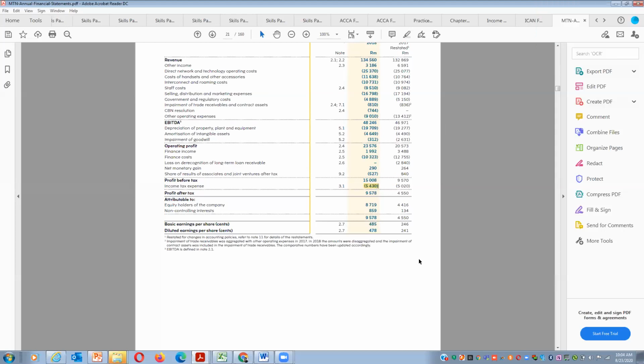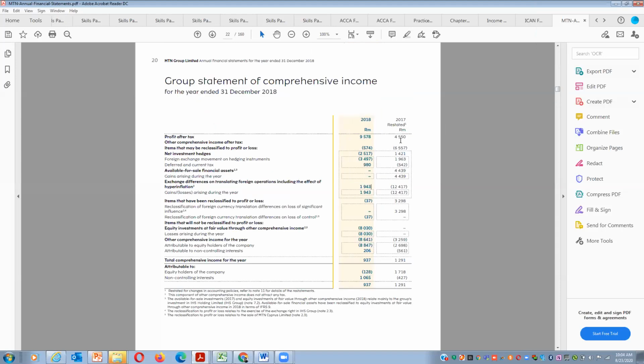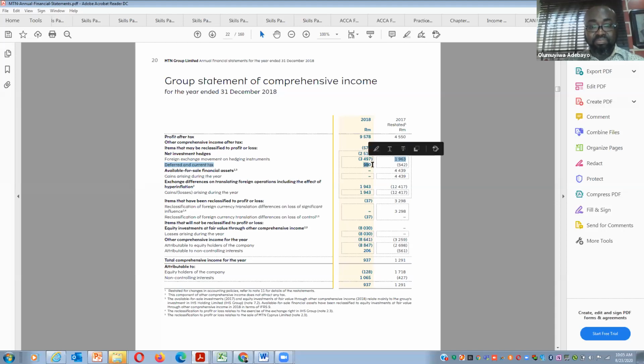In the other comprehensive income, you find out that as they report items, they report them net of taxes. Can you see it here? Deferred and current tax effect on this foreign exchange movement, which are now reported net of what? Taxes, provided they have tax consequences. And that's what we are saying.